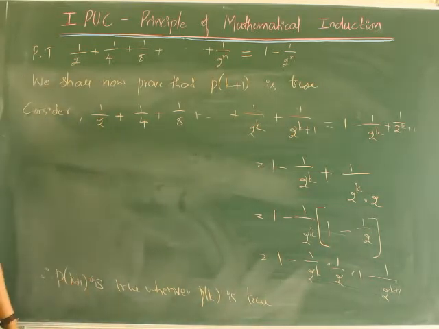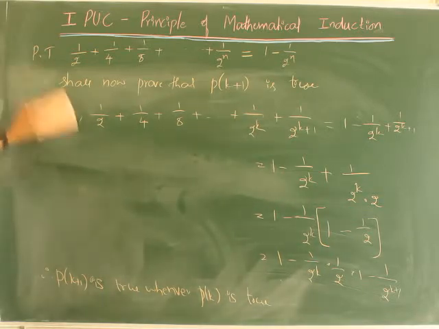After that, the conclusion we have to write: hence by the principle of mathematical induction, the given statement is true for all positive integers n. Hence by the principle of mathematical induction, the given statement is true for all natural numbers n. That is the conclusion. Okay.